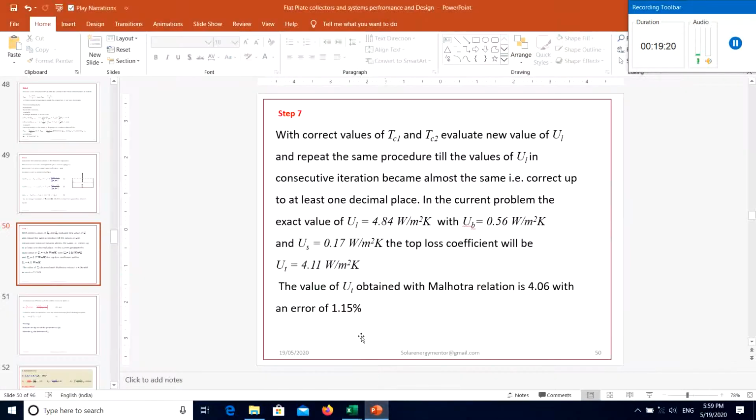So this is just for the demonstration. These iterative calculations have been done just to demonstrate the complexity of the procedure. The value of UL, UT, the top loss coefficient, obtained with the Malhotra relation is 4.06. So the error is 1.15, which is negligible.